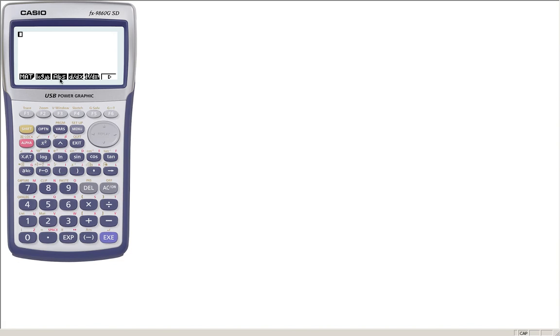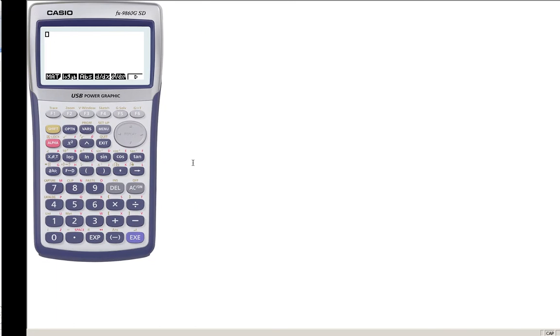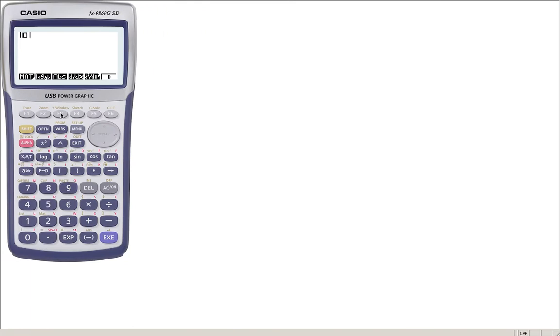So let us look at this option now, ABS, which is a shortcut for absolute value. Let's say I want to find the value of the absolute value of -3. So press F3 and then type -3 and then enter. You can see the answer is 3.